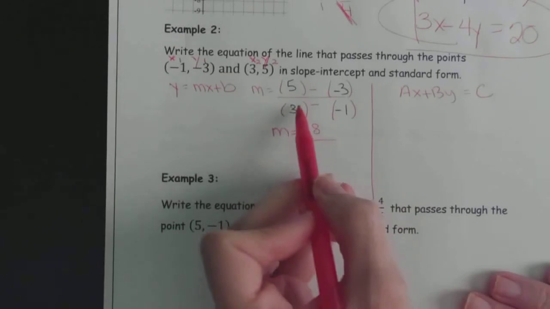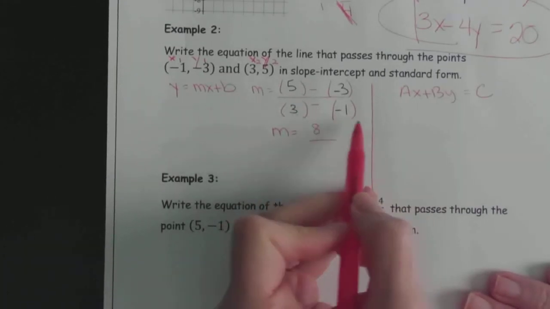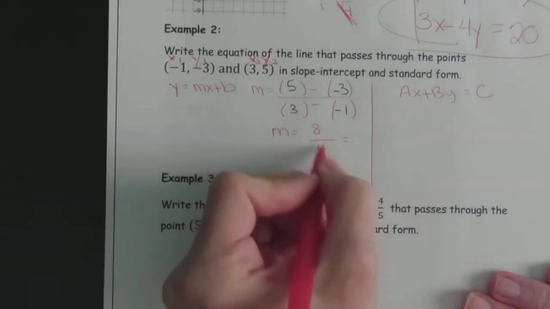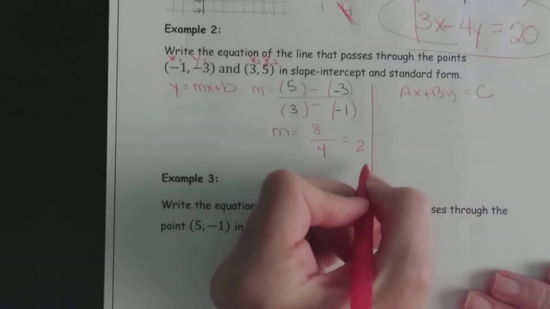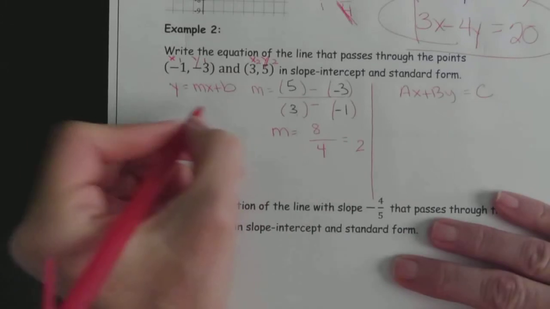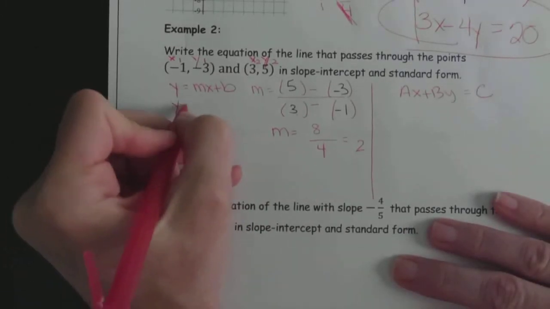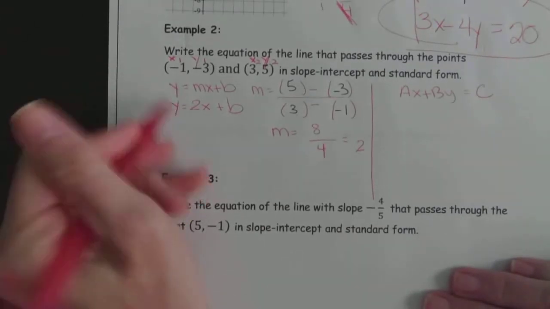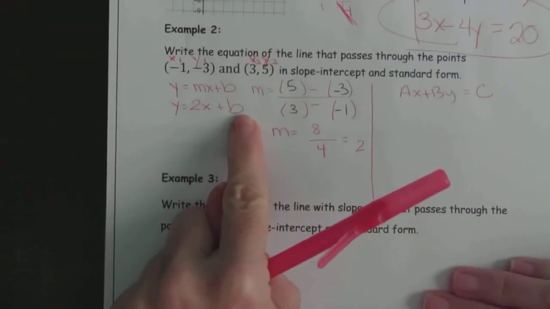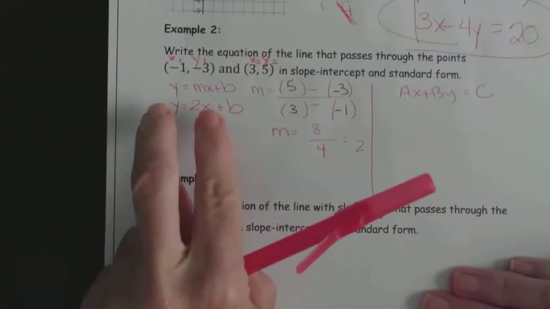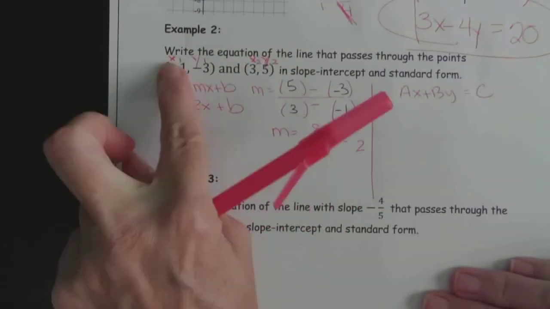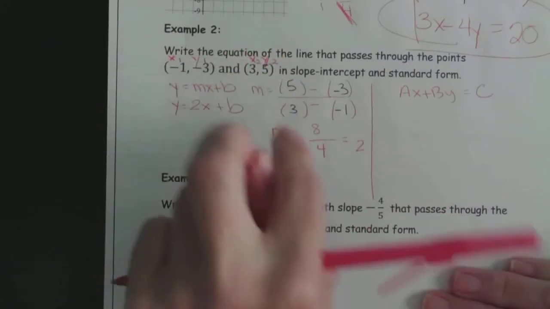So that is going to give me m equals 5 minus -3 is +8 because we turn that double negative to a plus. 3 minus -1 turns to a plus, so 3 plus 1 is 4. And so 8 divided by 4 is nice, it's 2. And so we've got ourselves a slope. Let me bring that over here. y equals 2x plus b.